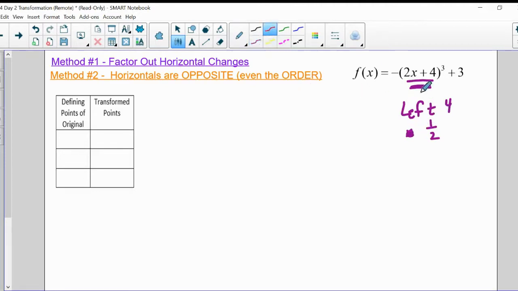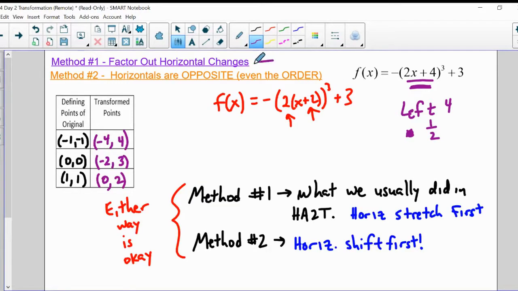Okay. The other thing is last year when we were doing phase shifting and we were doing horizontal stretching, or period stretching, what we would end up doing was we would factor out this 2. So we can do this in 2 different ways. So we can say f of x equals negative, and then we have 2 times x plus 2 cubed plus 3. You can do the factoring out of the horizontal changes like we did last year. In that case, you would treat horizontal stretches first, or in trig functions, it was period changes. And then you would do the shifting after that.